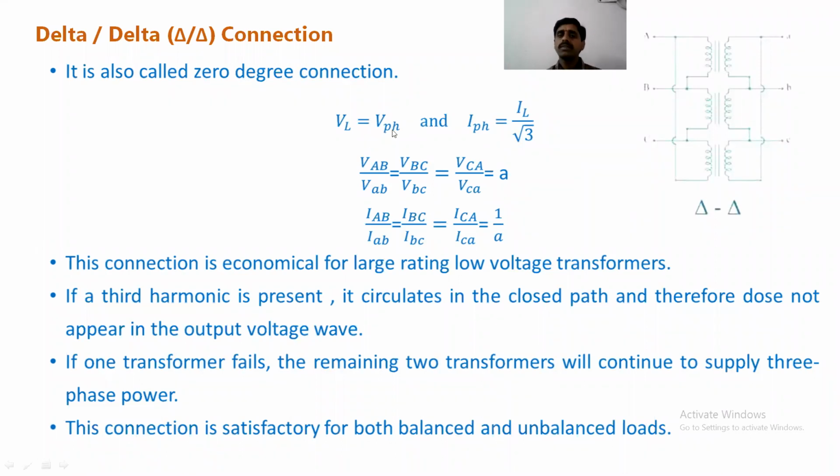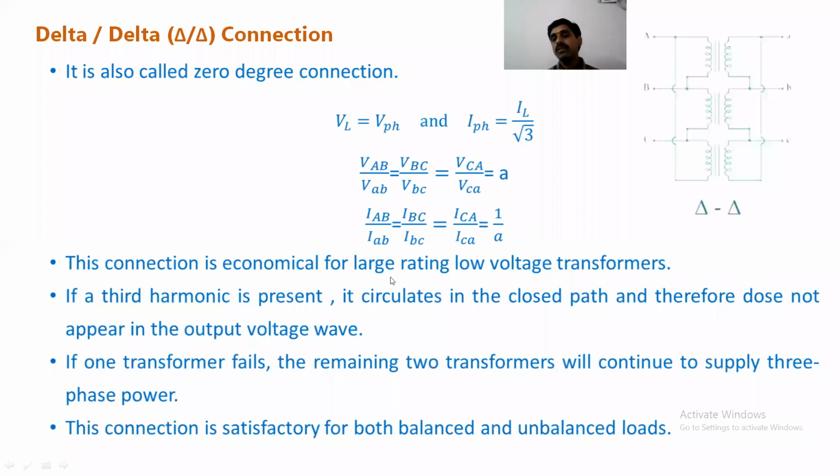Here we know the three-phase voltage current relationship: VL is equal to V phase, I phase is equal to IL by root 3. Therefore, the ratio of the primary side ABC to the secondary side small abc, VAB by Vab, primary voltage by secondary voltage, line voltages, all phases, equal to a. You know this. The same way, IAB by Iab, primary current by secondary current, is equal to 1 by a. So this is the way you can take the ratio.